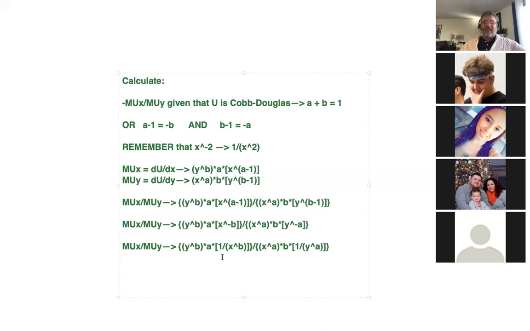Yeah. And then I can simplify even further, right? Because notice, I have y raised to the b times a times 1 over x to the b. So this is really just y over x raised to the b power. And likewise over here, it's x raised to the a times 1 over y to the a. That's just x over y to the a, right?